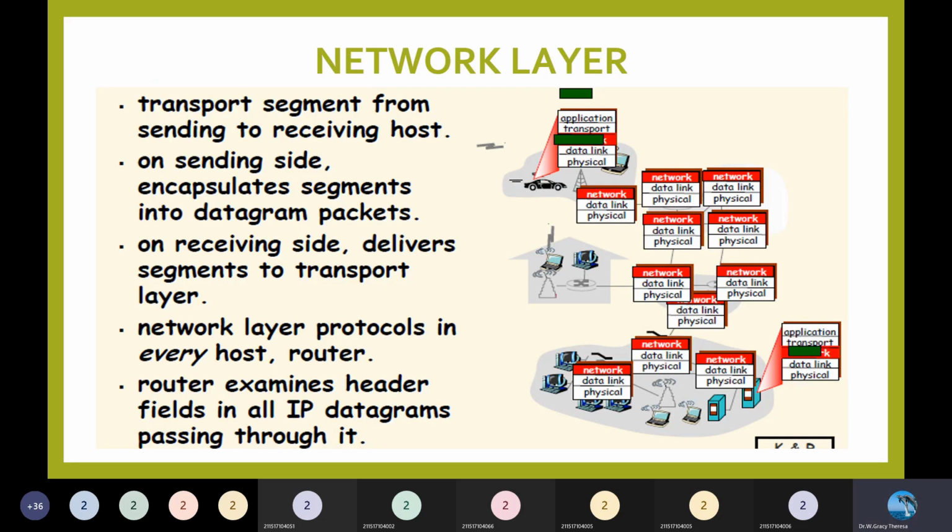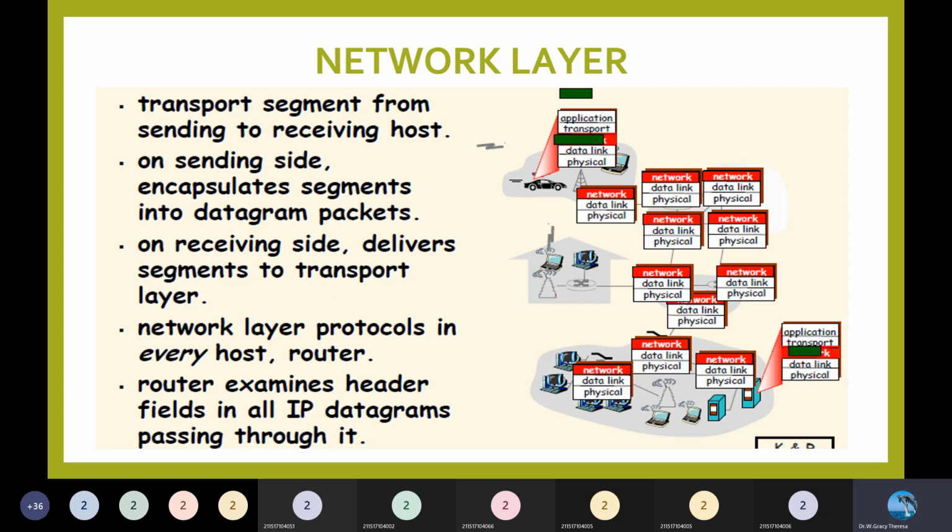As I said, the network layer is going to transport the segment from the sending to the receiving host. What is it going to do at the sender side? At the sender side, the network layer takes the responsibility of encapsulating the packet or segment into a datagram packet, and delivers that packet to the next layer, the data link layer.